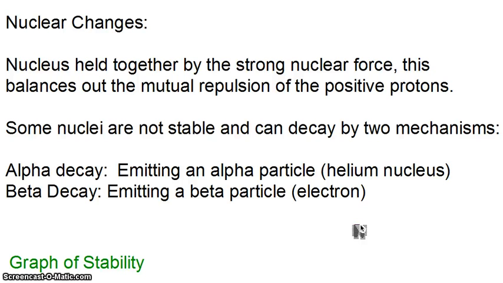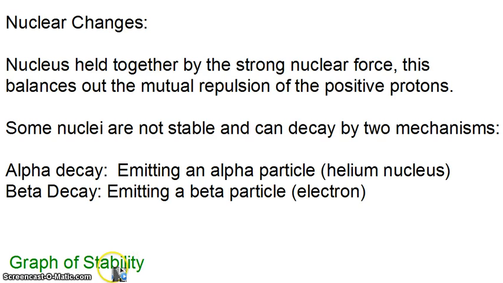If a nucleus has too many protons and they are pushing each other apart too much, the nucleus can undergo alpha decay, which is emitting an alpha particle, otherwise known as a helium nucleus. If the nucleus of an atom has too many neutrons, it can undergo beta decay, in which case a neutron decays into both a proton and an electron, and the electron is given off, and that is called a beta particle.